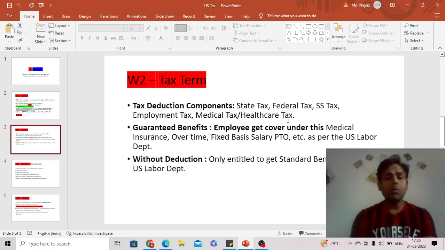So after the deduction, what are the guaranteed benefits which the employee is entitled to get, right? Things like medical insurance benefit, overtime advantage, fixed basic salary, and PTO, paid time off. As per the US Labor Department, whatever benefits are given under the W2 tax term, the full-time employee is entitled to get all those benefits, right? And along with the deduction, the employee is entitled to some standard benefits as per the US Labor Department, right?